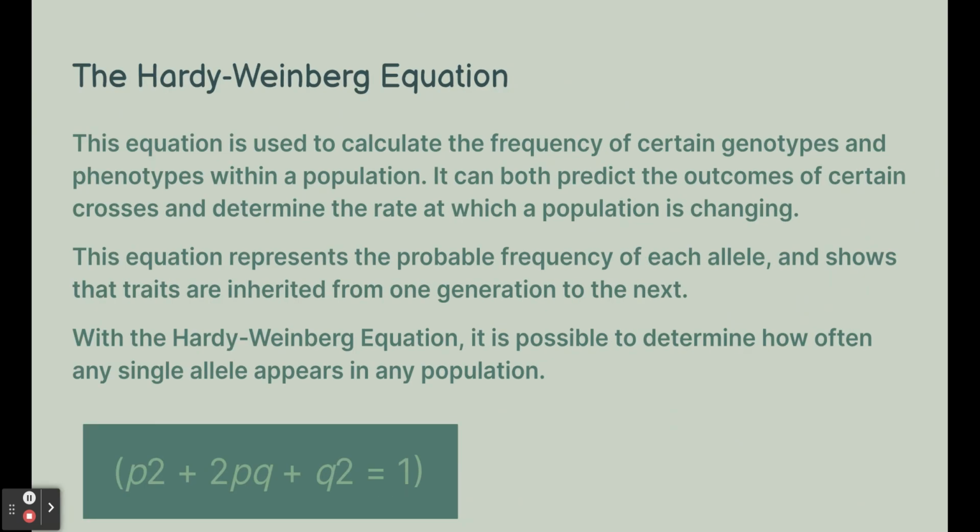So the Hardy-Weinberg equation shows how we talk about allele frequency. This equation is used to calculate the frequency of genotypes and phenotypes. It can also predict the outcomes of certain crosses and determine the rate at which a population is changing, which can be really useful for genetic studies, or for this exact study, seeing what's going to happen if we keep using sperm donors.